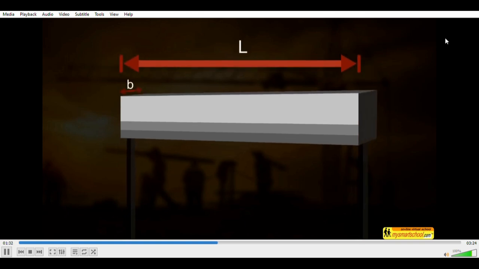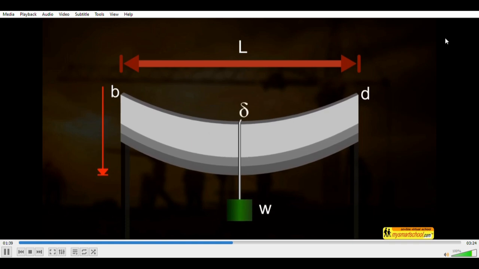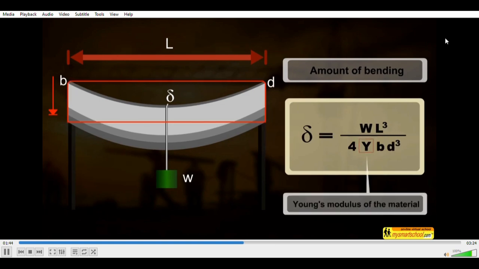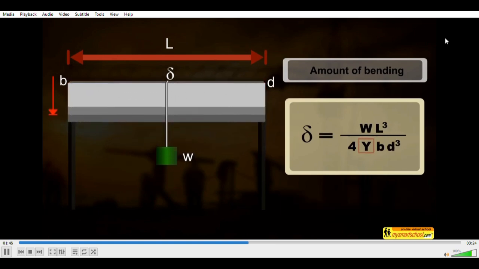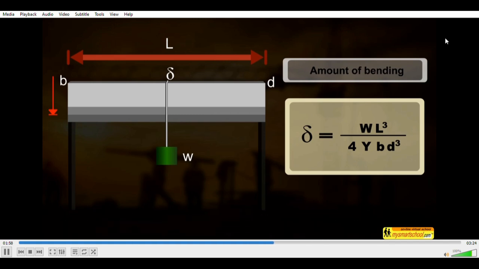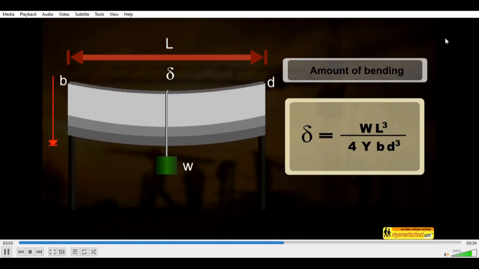The beam of length L, breadth B, and depth D when loaded at the center by a load W sags or bends by an amount delta given by the following formula, where Y is the Young's modulus of the material. We can see that to reduce the bending or to increase the elastic limit of the beam for a given load, we should use a material with a large Young's modulus Y. For a given material, as you can see from the formula, increasing the depth D can reduce the bending to a great extent.